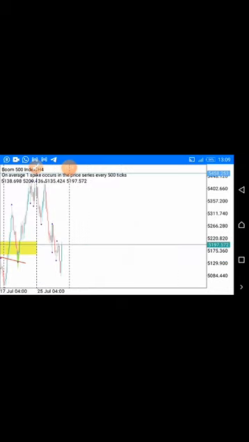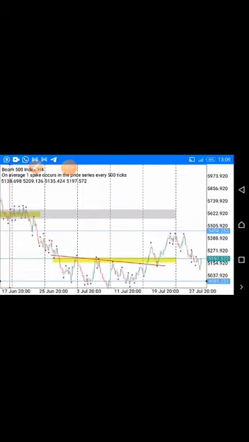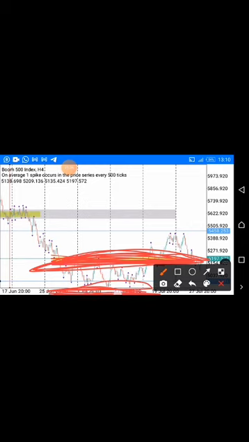Now look at this also. That is one of the examples. Now let me show you this also. You can see it came to this point and started forming something like that again. Came to this point and formed another resistance. You can see it formed resistance, and then this point was a support zone. It formed a support zone at this point.